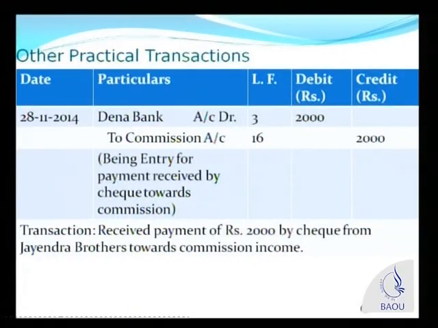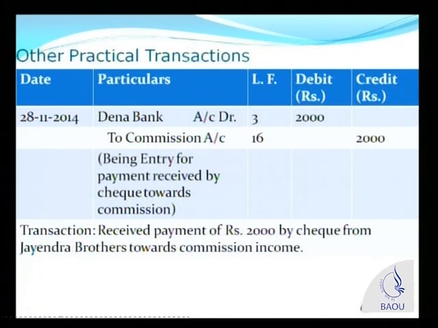Which account is debited? Dena Bank account is debited by 2000. Why? Because you have got this money in the form of check. When you have got this money in the form of check, you are going to deposit this check into Dena Bank account. So your asset will increase. Your balance with Dena Bank will increase. When asset increases, that asset account is debited. So Dena Bank is your asset. Dena Bank account is debited.